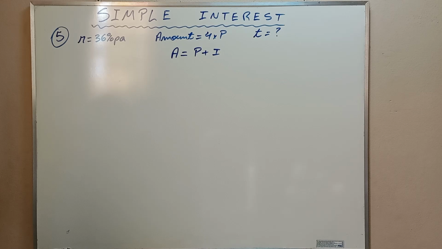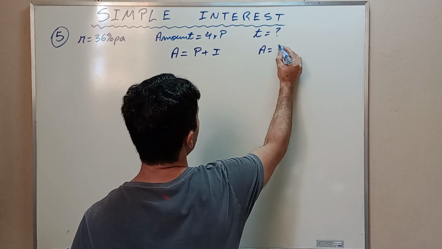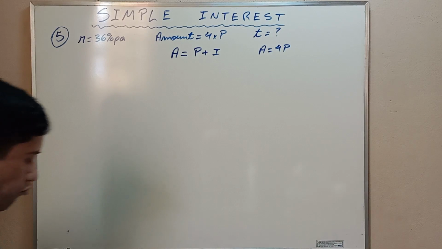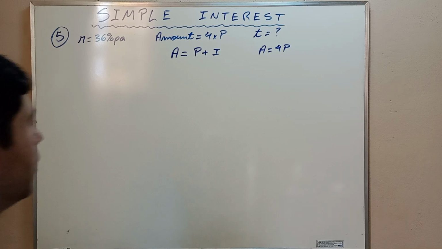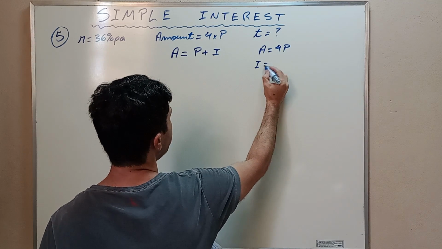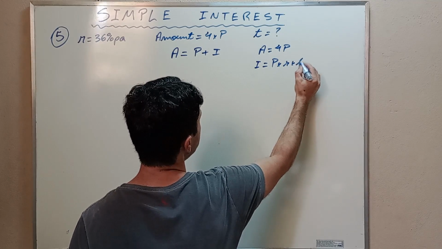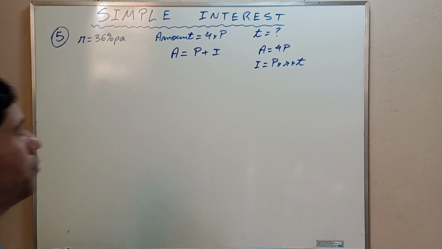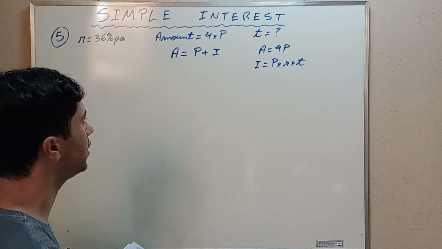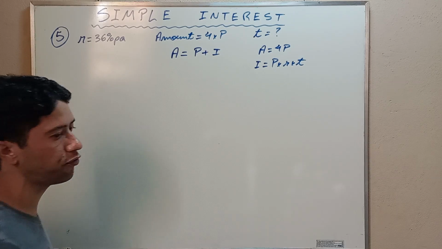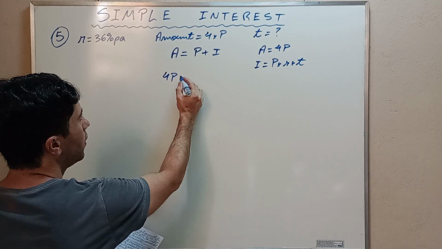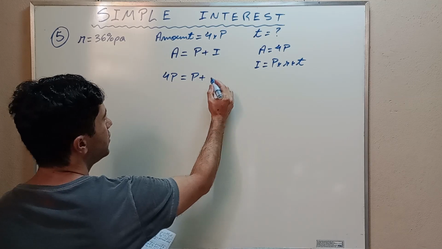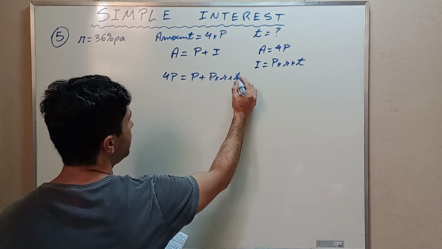And since we want the total amount to be 4 times the principal, the total amount has to be 4 times the principal, okay? In this way, we are going to use the simple interest formula. Here, we know that I is equal to the principal times the rate times the time, okay? And we are going to substitute this in this expression here, and we're going to find that A has to be 4 times the principal. So 4 times P is equal to P plus P times R times T, okay?